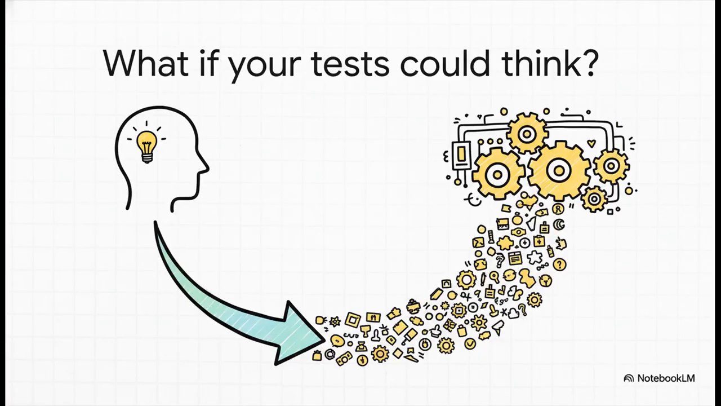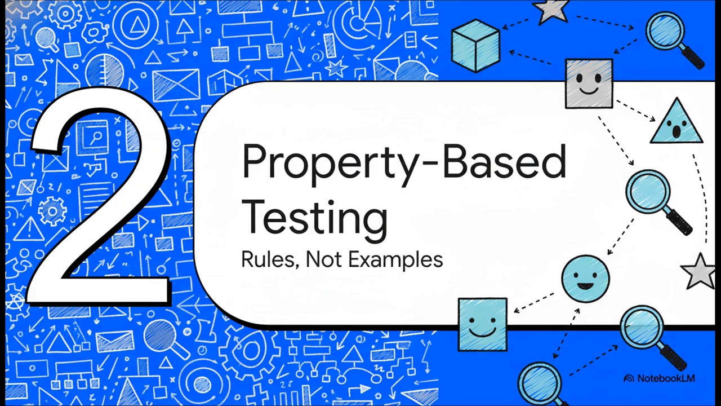But what if you could flip the script? What if, instead of you trying to outsmart your own code, you had a tool that could automatically generate hundreds, even thousands of clever, tricky, and just downright devious test cases for you? Well, this brings us to a really fundamental shift in thinking. It's called property-based testing. The whole idea here is to stop testing individual examples and instead start describing the general rules or properties that your code should always follow, no matter what.